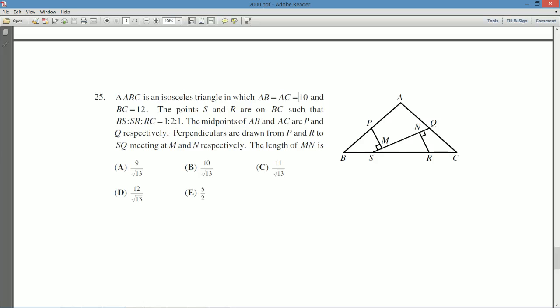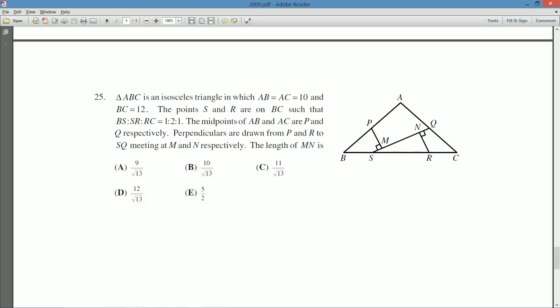The midpoints of AB and AC are P and Q, respectively. Perpendiculars are drawn from P and R to SQ, meeting at M and N, respectively. The length of MN is... Okay, so this is certainly an involved question. I'm seeing some right angles. Like I said, the length SR should be 6, and we have what will amount to be a right angle triangle here.